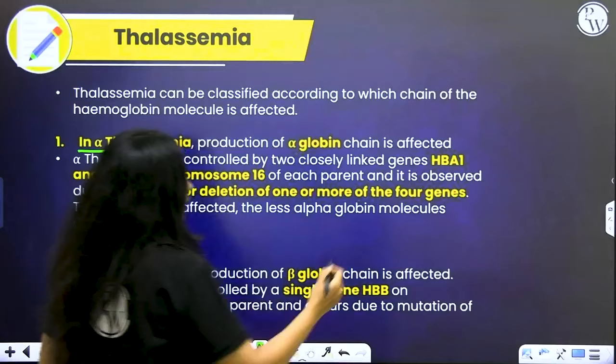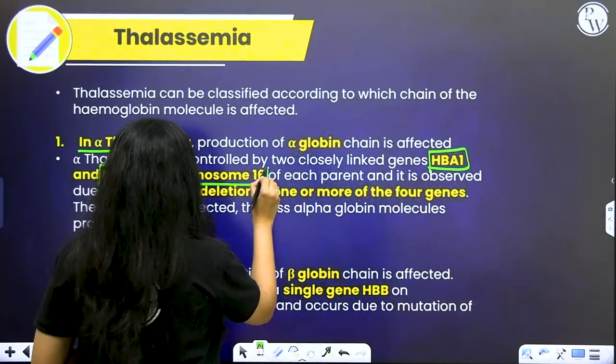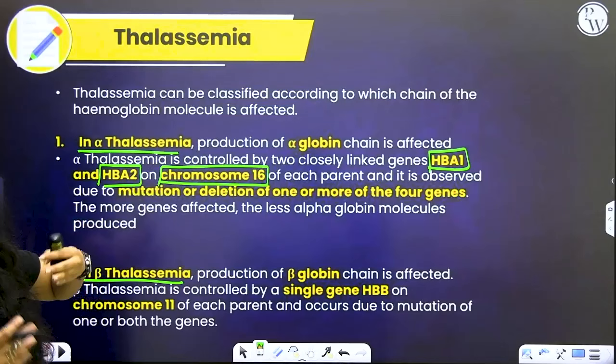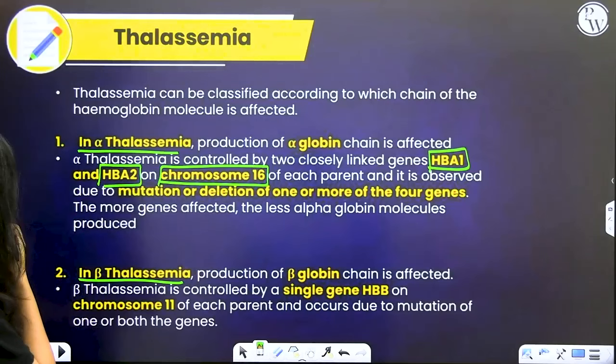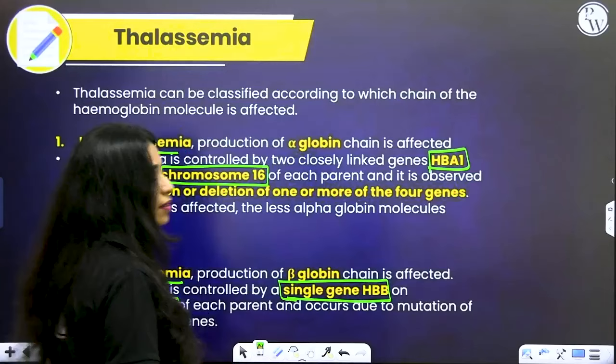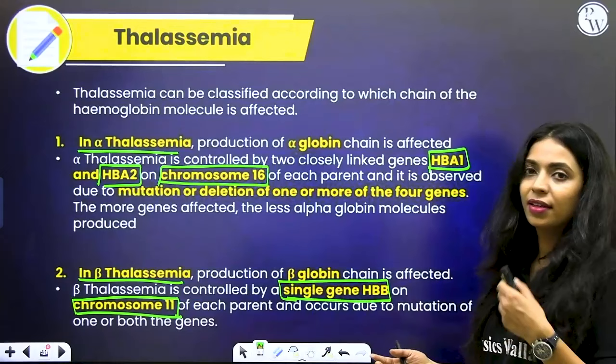Both of them are closely linked and present on the 16th chromosome. If any of these four alleles are affected, then it will result in thalassemia. More number of alleles affected will mean more severe the disease. In beta thalassemia, beta globin chain is coded by only one gene, HBB, which is present on chromosome number 11. Even here, if both the alleles are affected, it's worse. If one of them is affected, it's better.